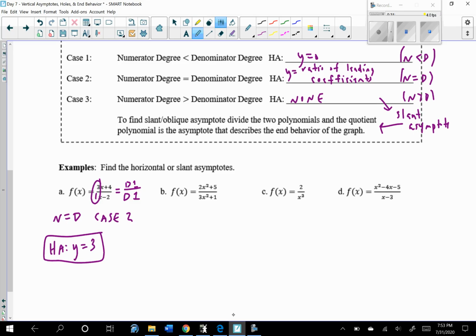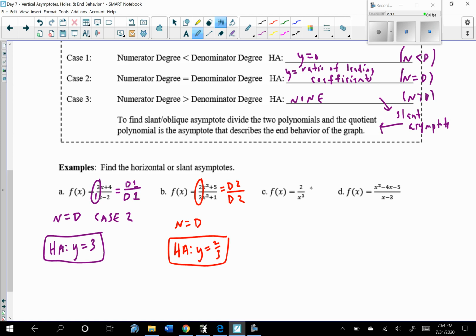Looking at the next one, we have, again, standard form. We have degree 2 over degree 2. So again, the numerator degree equals the denominator degree. So you look at the leading coefficients. So in this case, that means there's a horizontal asymptote at y equals 2/3.